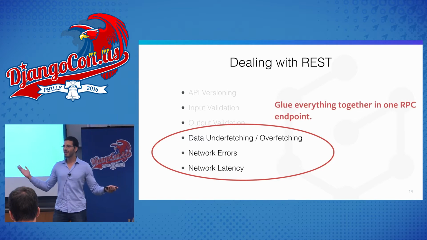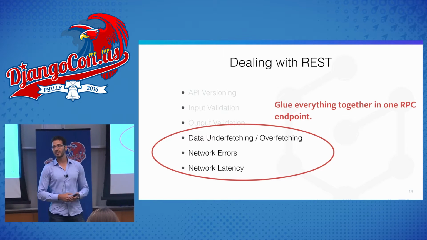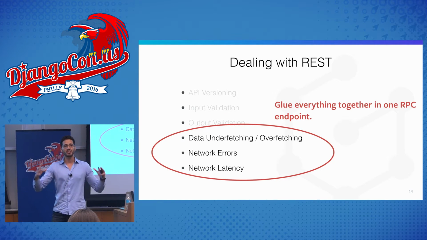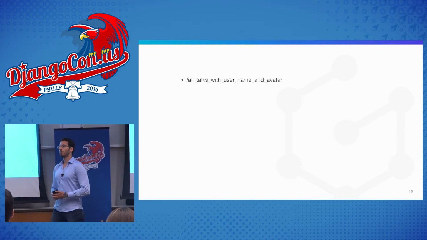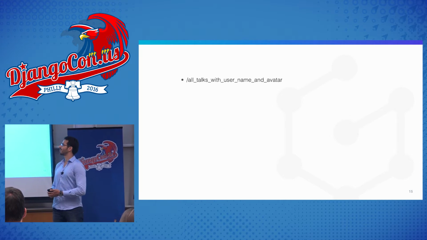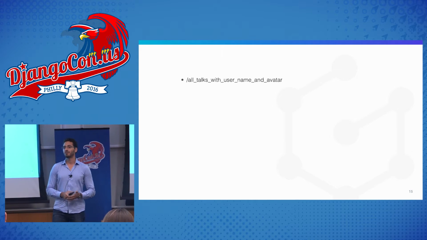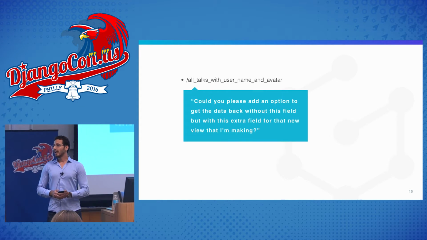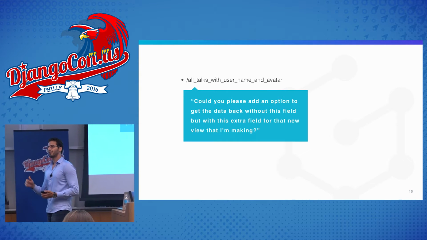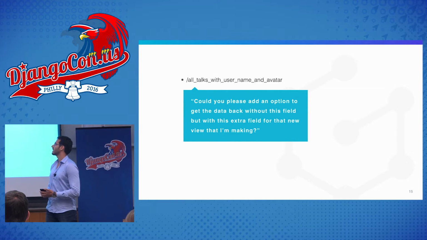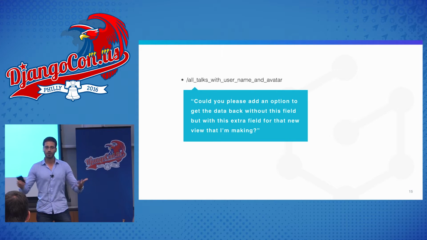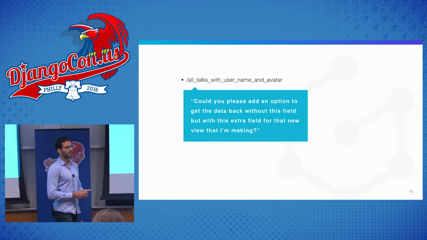So usually a good way of solving that is gluing everything together, all these 7 HTTP endpoints into one. So we will create a new endpoint, which is all talks with username and avatar, for example. And it's very normal that after some time we can get questions like, oh, could you please add an option to get the data back without this field, but without another extra field for the new view that I'm creating.